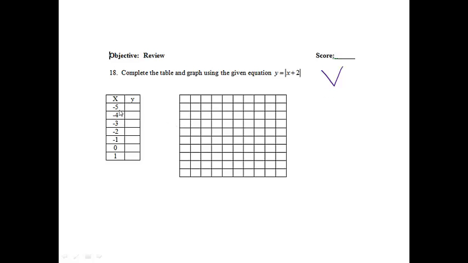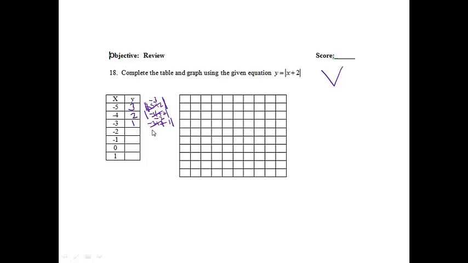Okay, when I plug negative 5 in, this is going to be negative 5 plus 2. Negative 5 plus 2 is negative 3, and these bars make my answer positive, so negative 3 becomes 3. Okay, negative 4. When I plug in negative 4 plus 2 is negative 2, but the bars make the negative 2 positive 2. When I plug in negative 3 plus 2 is negative 1, but then when I use the bars, it becomes 1.